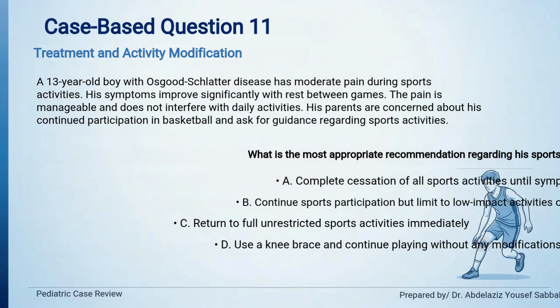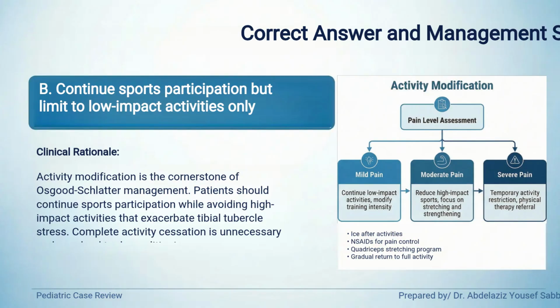Option A, complete cessation of all sports activities until symptoms fully resolve. Option B, continue sports participation but limit to low-impact activities only. Option C, return to full unrestricted sports activities immediately. Option D, use a knee brace and continue playing without any modifications. The correct answer is option B, continue sports participation but limit to low-impact activities only.